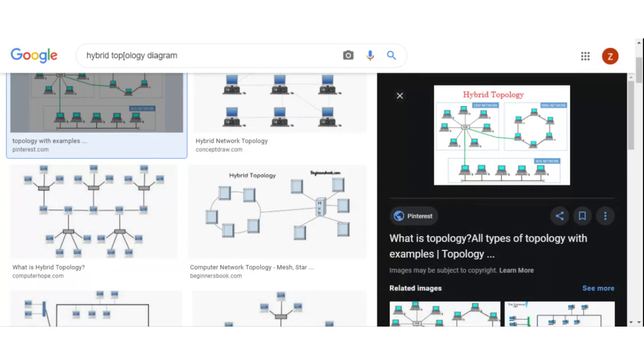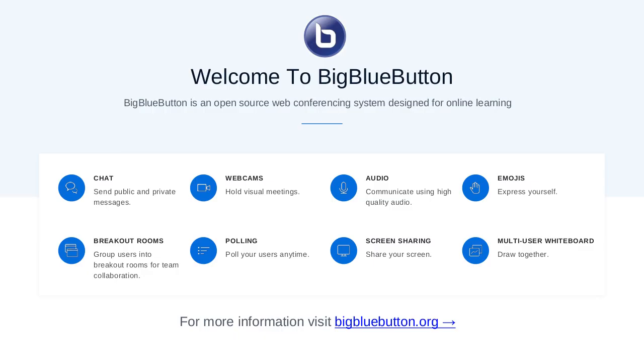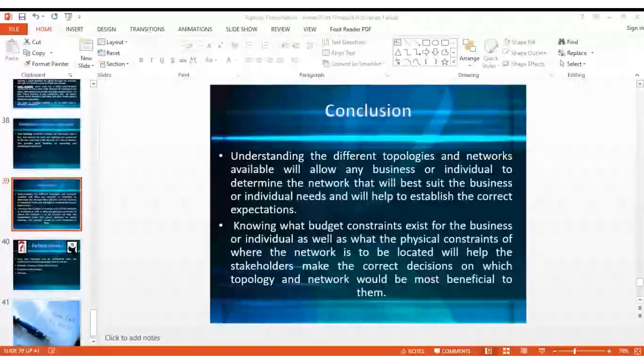Any questions? Because we are through with the topologies. You can ask some questions or ask for some clarifications. Yeah, that is okay. That is a good response, that the class was awesome and understood.